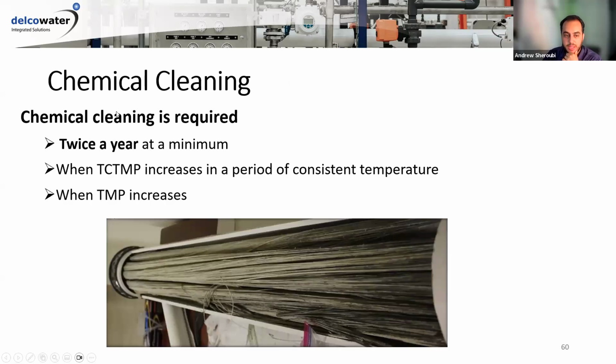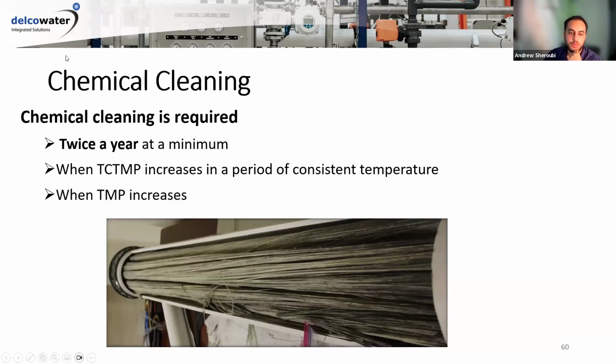Here, same thing, chemical clean. This is the clean in place. Twice a year at a minimum. That's the recommendation by the manufacturer, and we usually don't do less than that. But we also try not to go over 4 times a year as much as possible. Otherwise, it tells us there's a more systemic issue, and you might need some pre-treatment if you're cleaning that frequently.